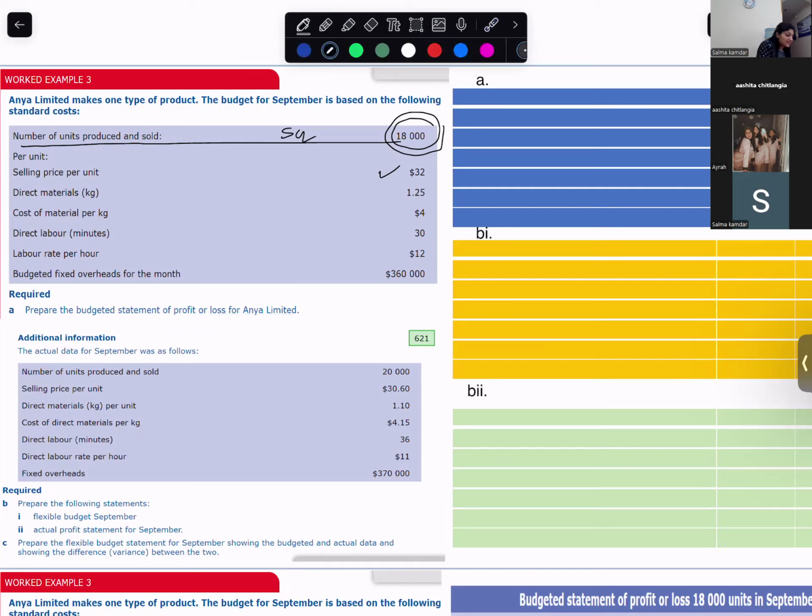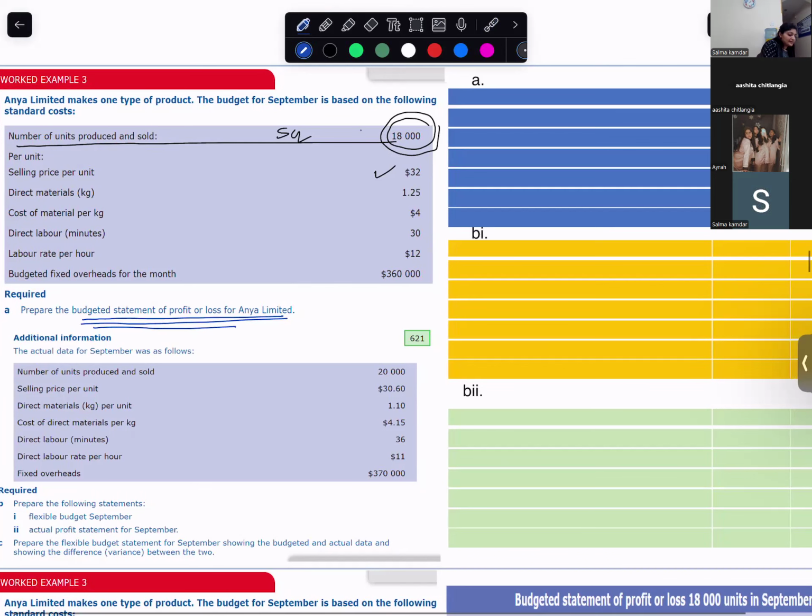Can you tell me which budget they are asking you to prepare? Is it going to be the actual budget? This is which quantity? Standard quantity. They have given you standard quantity. These are which rates? Standard rates. So these are standard quantity and these are standard rates. So which budget have they asked you to prepare? Master budget.